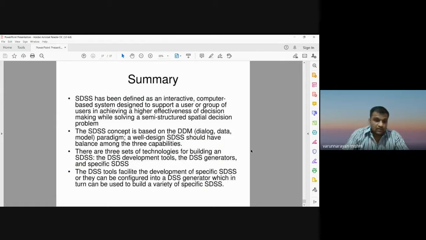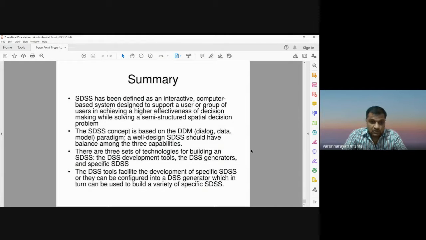Semi-structured problem means you don't know the influencing factors. You don't know the factors which may affect the decision. So SDSS is very much useful. It is very effective in solving a semi-structured problem where you don't know what the influencing factors are, what factors may affect your decision during the decision making process. So in case of a semi-structured problem, we should have the option of applying SDSS.